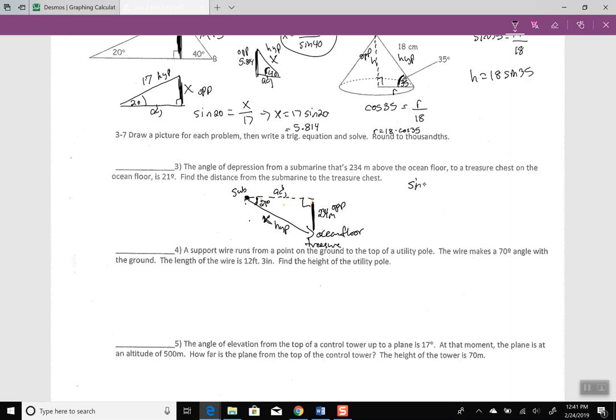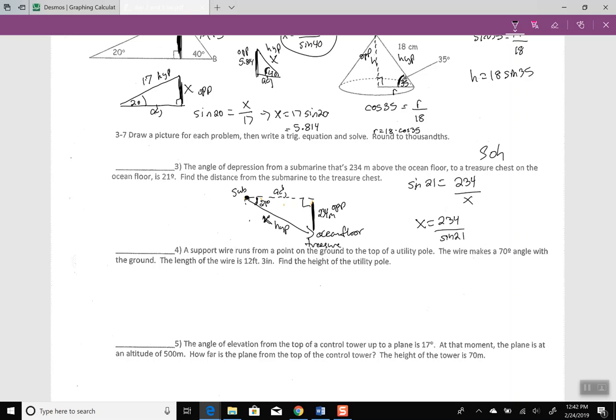So sine of 21 degrees equals opposite over the hypotenuse. And when I cross multiply, or multiply by x on both sides and divide the sine of 21 degrees off, you'd end up with 234 divided by the sine of 21 degrees, and you could plug that in on the calculator. Okay.